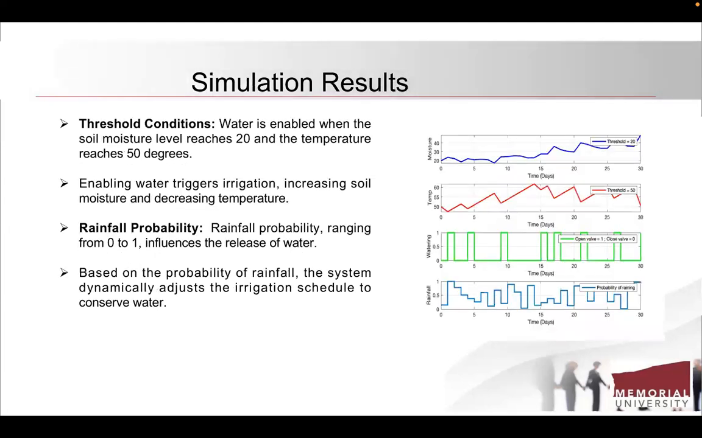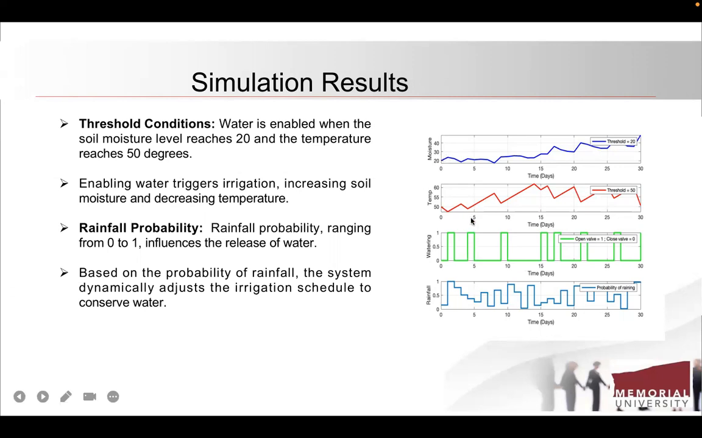Now we can see the simulation results here. Water is enabled when the soil moisture level reaches 20 and the temperature reaches 50 degrees. So enabling water triggers irrigation, increasing soil moisture and further decreasing the temperature. And I have used the rainfall prediction probability here from 0 to 1, and you can see here the water is triggered as the temperature was near 50 and the moisture was less than 20.